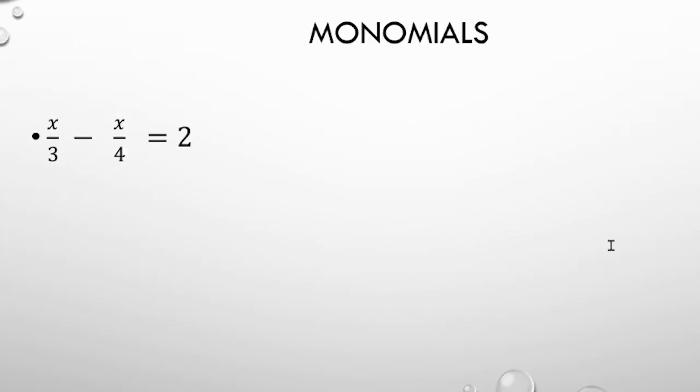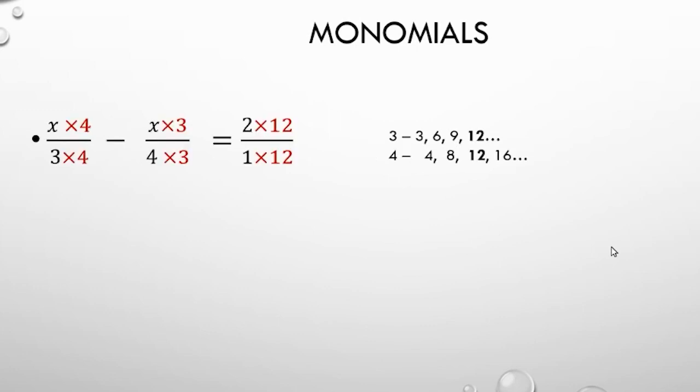So here's one equation. x over 3 minus x over 4 equals 2. So we need to find the lowest common denominator. So we list the multiples of 3 and 4. And we find 12 is the lowest one. So we need to get everything to 12.